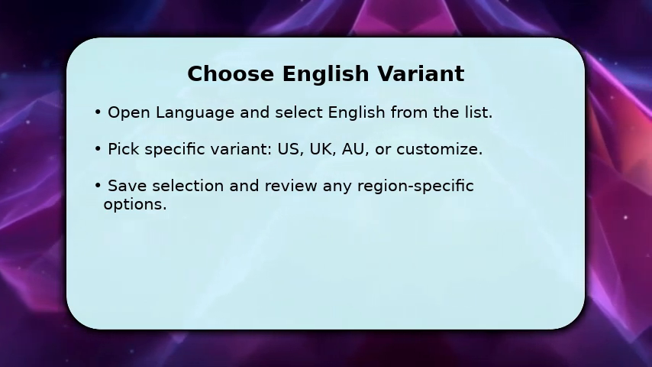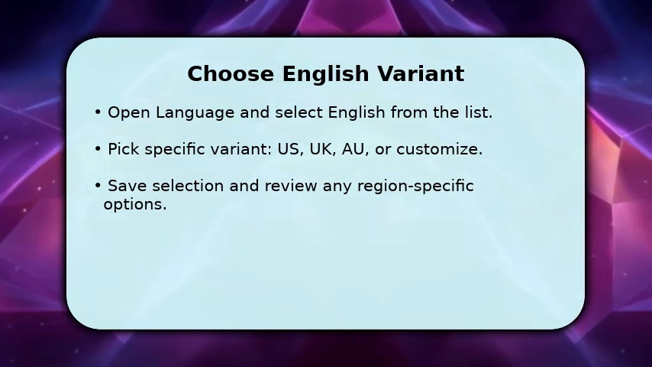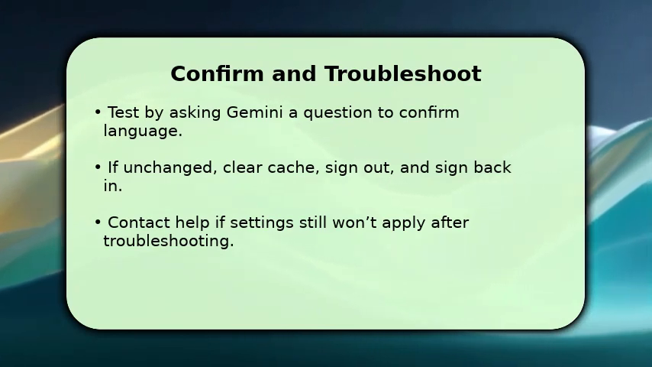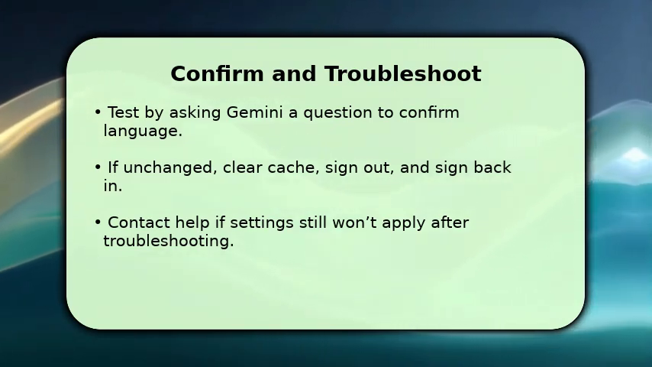Once done, hit Save or Apply so Gemini adapts its responses and formatting to the variant you chose. To finish, test your change by asking Gemini a simple question that reveals spelling or formatting. This confirms the variant is active.